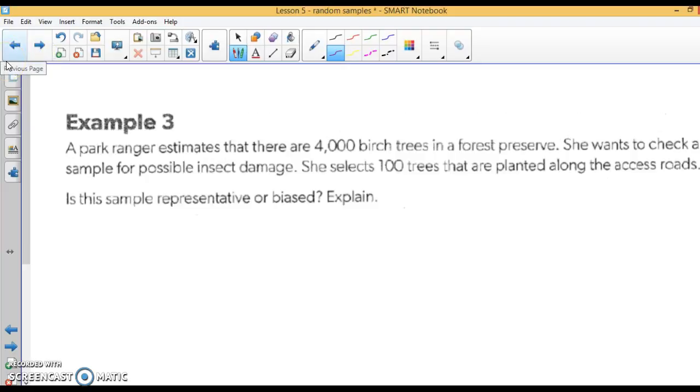All right. A park ranger estimates that there are 4,000 birch trees in a forest preserve. She wants to check a sample for possible insect damage. She selects 100 trees that are planted along the access roads. Is this sample representative or biased?